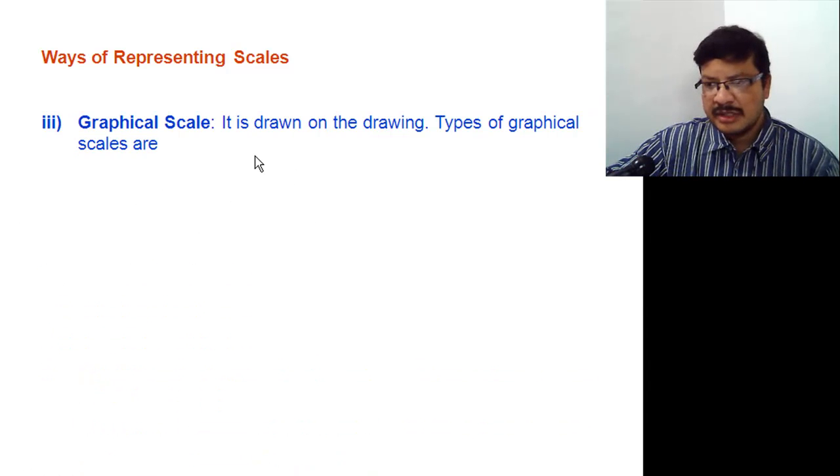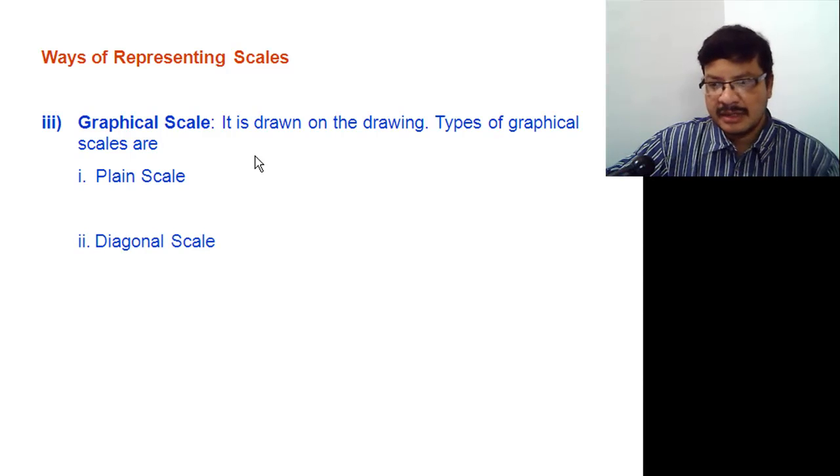Graphical scale means this is directly drawn on the drawing sheet. So now observe what are the different types of graphical scales. First one is plane scale. This plane scale is used to represent up to 2 units or up to 1 decimal accuracy. So that is the purpose of going for plane scale. Suppose more than 2 units are required to show on the graphical scale, then go for diagonal scale. On the diagonal scale, 3 units can be represented, or you can represent up to 2 decimals.